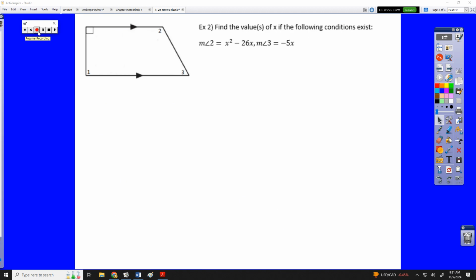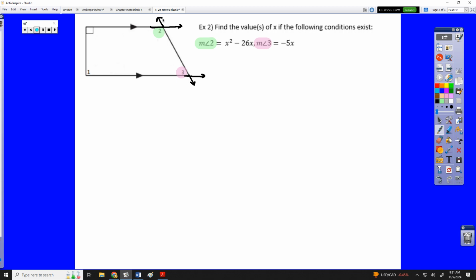Okay, so here's our second example. Again, we see the same directions. Find the value or values of x if the following conditions exist. They give us an expression for angle 2 and an expression for angle 3. So we look at the picture and we say to ourselves, those line segments are part of a bigger line, which means we do have a parallel lines and transversal situation.